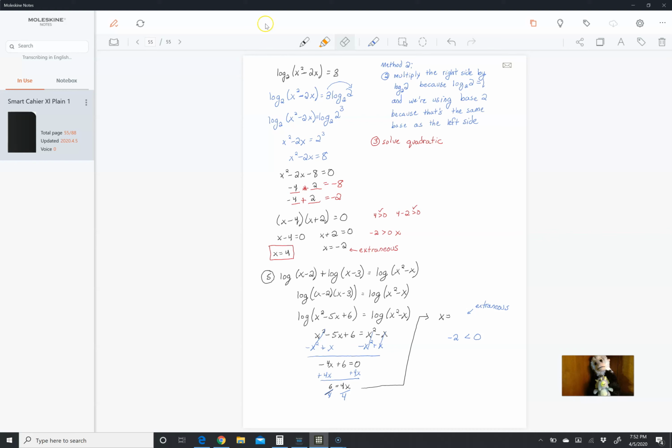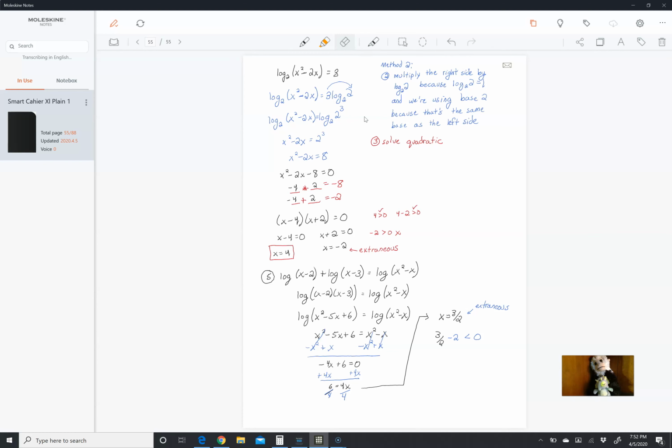So what we get as our answer is actually 3/2. But 3/2 is still less than 2, so it doesn't matter. That's still an extraneous solution. Sorry about that. 3/2 minus 2 is still a number that's less than 2. This is just 1.5. So we still get something extraneous.